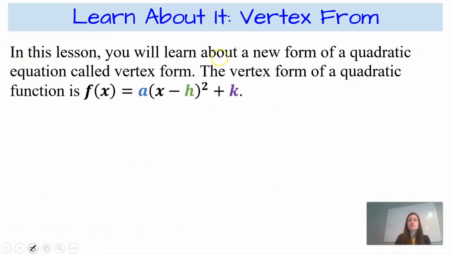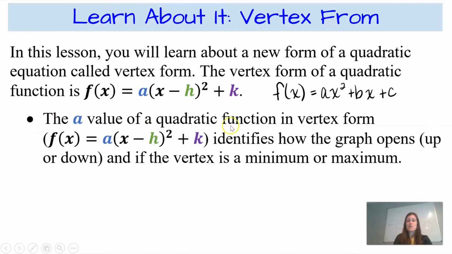In this lesson, you're going to learn about a new form of a quadratic equation called vertex form. The vertex form of a quadratic function is f of x equals a times the quantity x minus h squared plus k. In a previous lesson, we talked about the form of a quadratic function called standard form. And if you recall, that was a function written in the form f of x equals ax squared plus bx plus c. So today we're adding a new form of a quadratic function to your tool belt so we can continue to get all of the information about the key features of the graph of a function.